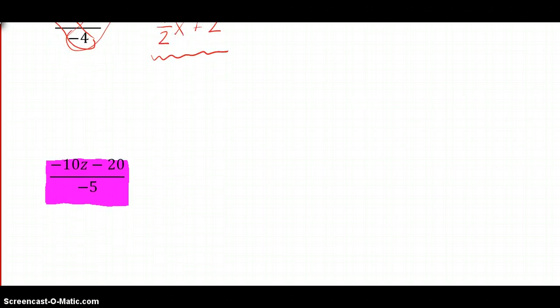So I want you to do this one in your notes. And again, you're going to take each one divided by negative 5. So you're going to do negative 10 divided by negative 5, and then negative 20 divided by negative 5, and get your answer.